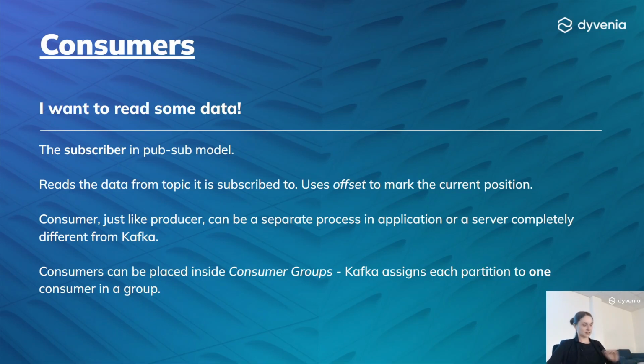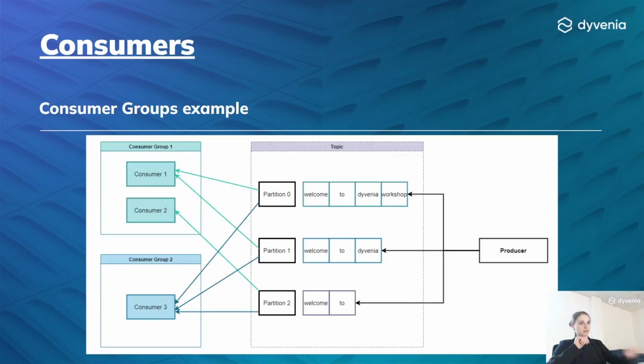A consumer, just like the producer, can be a totally separate process, not connected directly with our Kafka cluster, or it can be a built-in Kafka consumer. Consumers can also be placed inside consumer groups. Kafka assigns each partition to one of the consumers in a group. An example of that can be seen in the picture here.